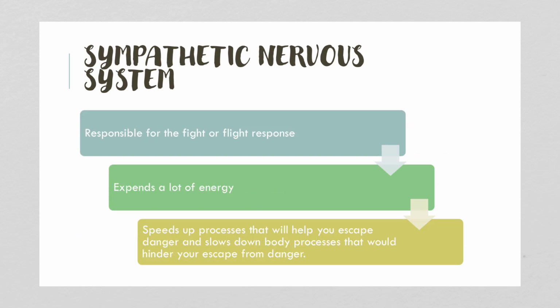The sympathetic nervous system is responsible for the flight or fight response, so it expends a lot of energy because it's going to speed up any process that would help you escape danger and then slow down things that would hinder or inhibit your escape from danger.